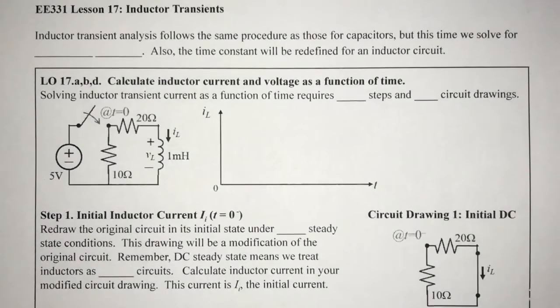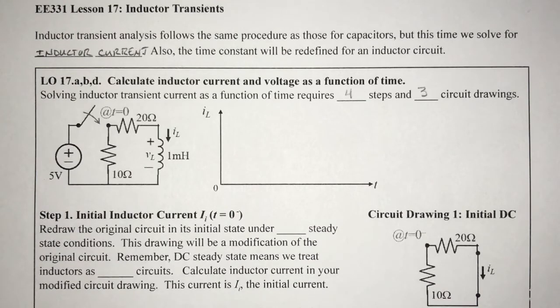Welcome to EE331 Lesson 17, Inductor Transients. Inductor transient analysis follows the same procedure as those for capacitors, but this time we solve for inductor current. Also, the time constant will be redefined for an inductor circuit. Solving inductor transient current as a function of time requires 4 steps and 3 circuit drawings. We'll explain the steps using the circuit below.